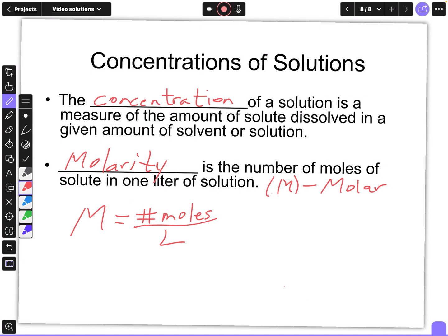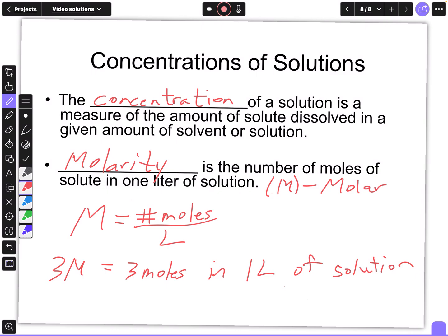So basically if we had a 3 molar solution, what that would mean is we have 3 moles of a substance in 1 liter of solution. So if I wanted to make a 3 molar salt water solution, I would weigh out 3 moles of NaCl. I'd actually have to convert that to grams to be able to weigh it out on a balance. I'd have to multiply by the molar mass of it. I would add that to a container, and then I would fill it up to the 1 liter mark with water or a solvent, and I would have a 3 molar solution.